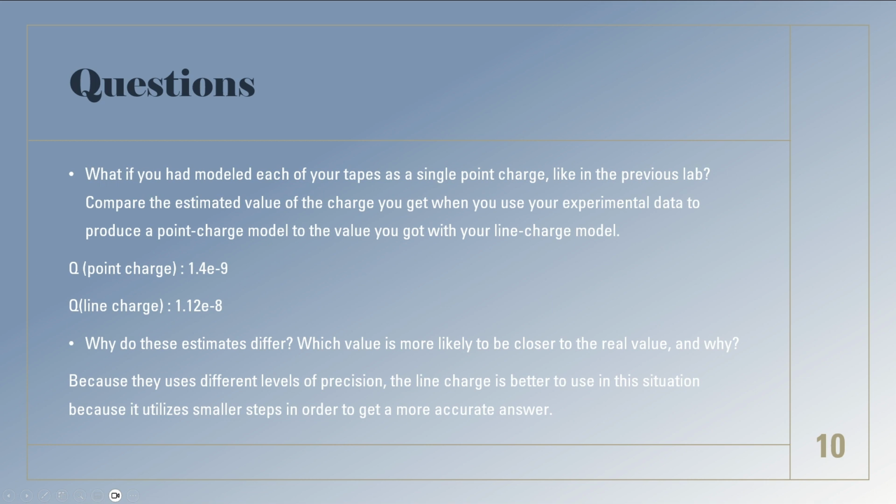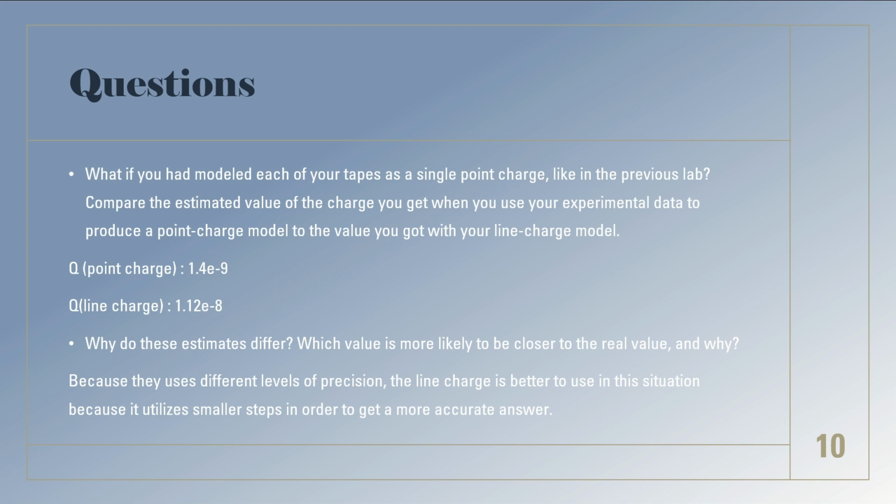Questions. What if you had modeled each of your tapes as a single point charge like in the previous lab? Compare the estimated values of the charge you got using experimental data to produce a point charge model to the value you got with your line charge model. Our Q in the point charge model was 1.4 e to negative 9, and it was 1.12 e to negative 8 for the line charge, which is a big difference, showing how much more accurate the line charge is.